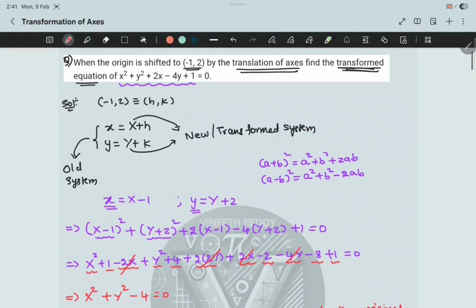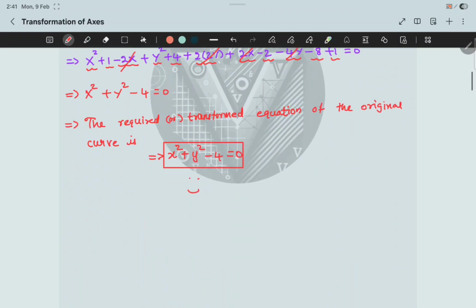So I think this is clear. Again I will repeat, we have to take care of two things. First is whether it is translation or rotation, and next, should we find the transformed or the original equation.